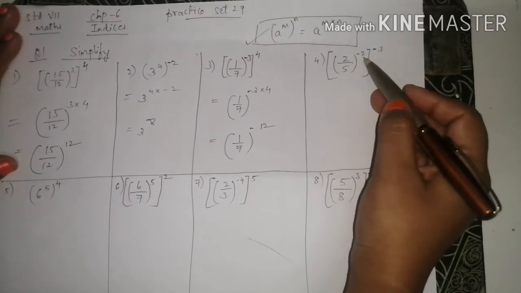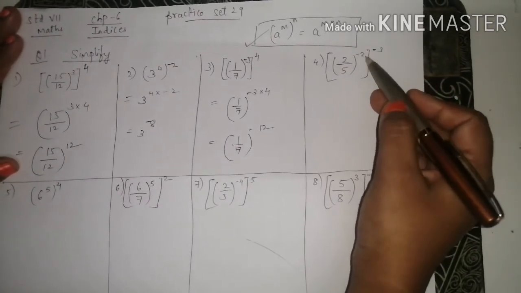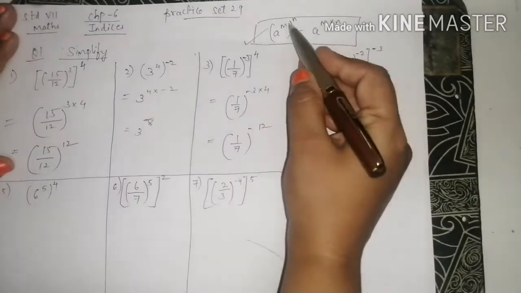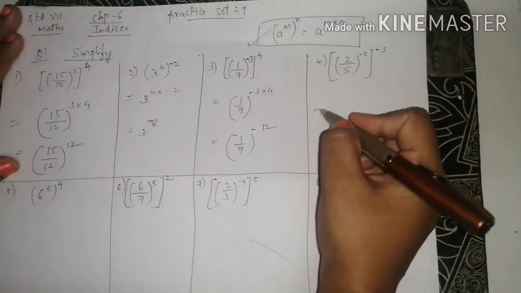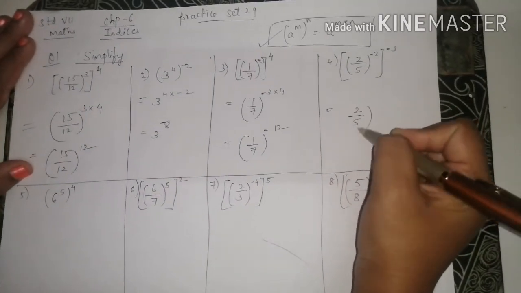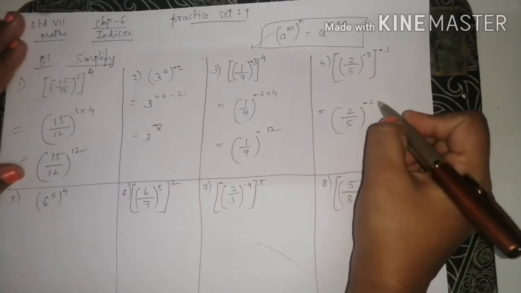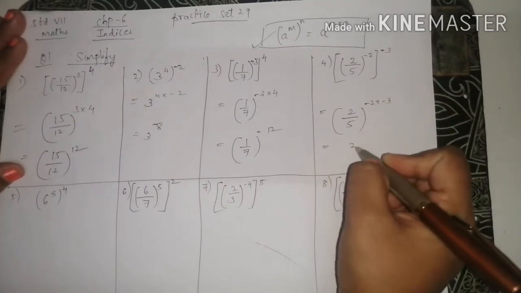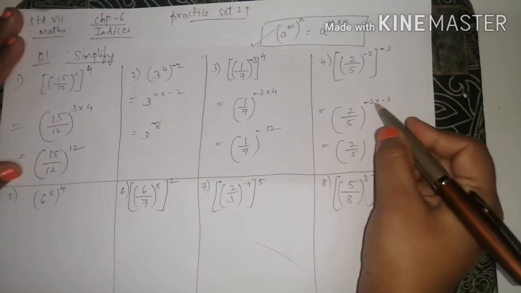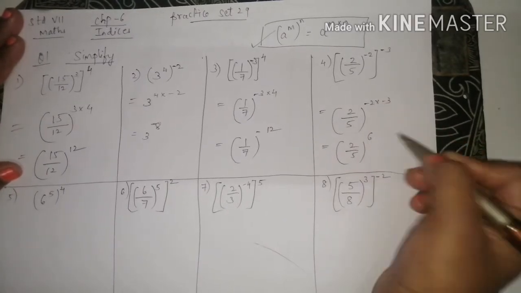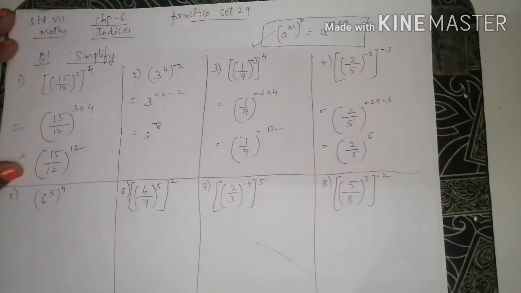Fourth one, (2/5)^(-2)^(-3). It is a bracket. What you have to do, you have to multiply the above powers. Write the base as it is, 2 upon 5, minus 2 into minus 3. So (2/5) raised to minus minus is what? Plus. So 2 3s is 6. So it will be positive 6.